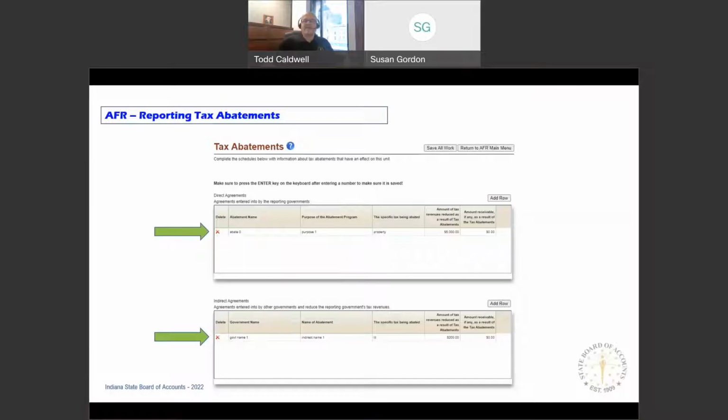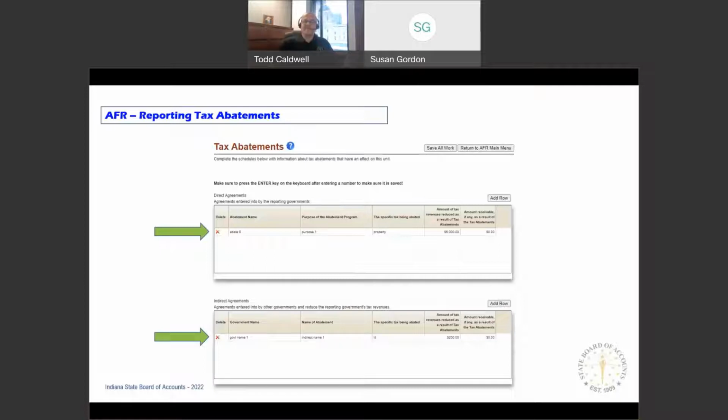And you want to keep in mind there are direct abatements and indirect abatements. So that top box, the top green arrow, is where you're going to put your direct abatements, and the bottom is where you'll put your indirect abatements. Basically, direct abatements are those that are approved by your councils.